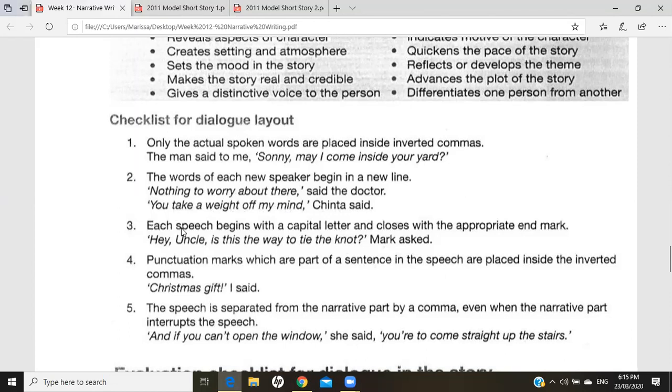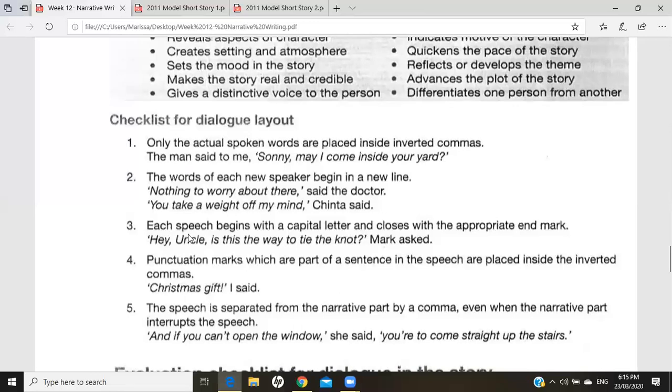The next thing is that each speech. Yes, Andre? Kind of like a script. Yeah, it's kind of like a script, like in a play. When a new person is talking, you will see it begin on a new line.